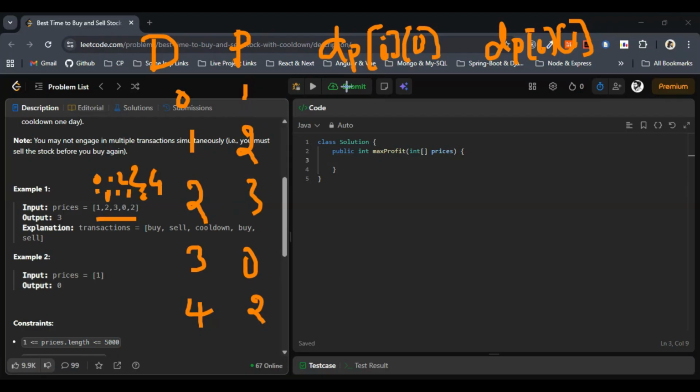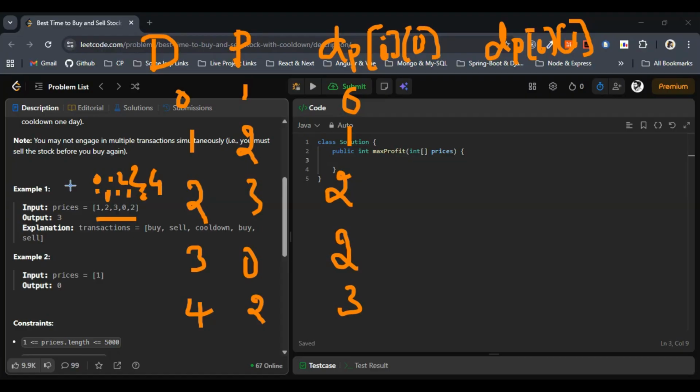So dp of i,0 will be initially 0. For the next one, for the price 2, it will be 1. For this one it will be 2, 2, 3, max of something as I said, accordingly with the calculation. So dp of i,1 will be the maximum of dp of i minus 1, instead of 0 it will be 1, the same thing, and dp of i minus 2, instead of 1 it will be 0, minus prices of i.